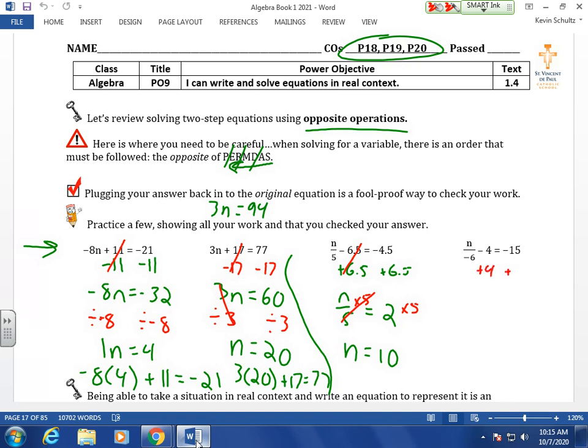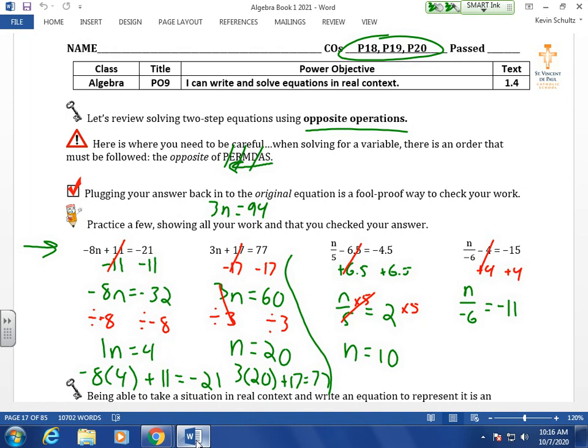The opposite of a negative 4 is a positive 4, adding 4. So we're going to do that. Negative 4 plus 4 is 0. That cancels out. N divided by negative 6. Negative 15 plus 4, check yourself here, is a negative 11. Okay? Not negative 19, negative 11. Back to PO3 a little bit. And then what are we going to do to get n by itself?